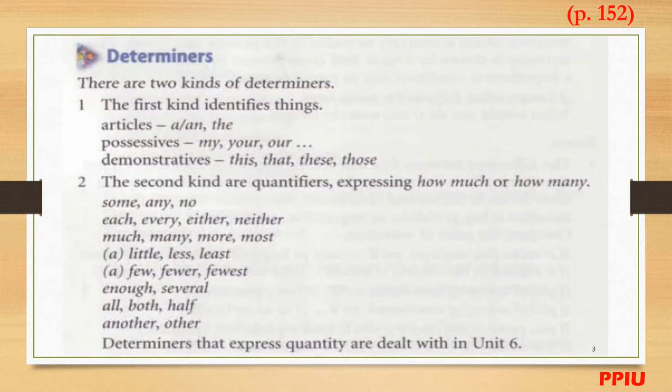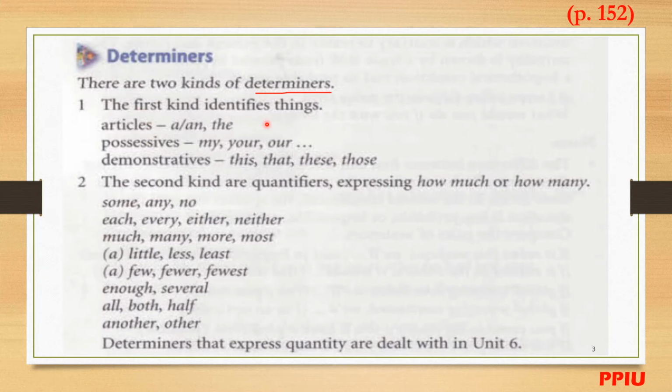So without further delay, we just move on and see determiners. This part you also can see in your textbook on page 152. You just see it in your textbook there. Everything is just taken from your textbook and put on this slide. So when we're talking about determiners, there are 2 kinds of determiners.